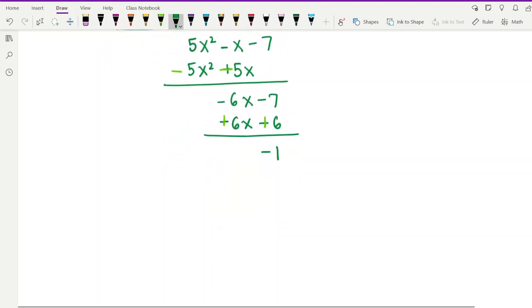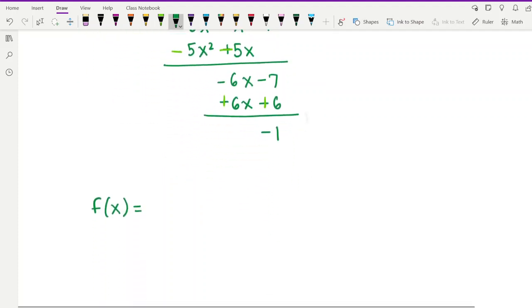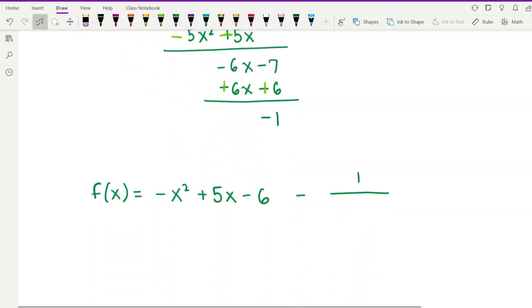And so what this tells us is that our function can be rewritten as f of x is equal to the answer, which was negative x squared plus 5x minus 6, plus our remainder, which was negative 1. So we could also just write this as minus 1 over our denominator, and our denominator was x plus 1.